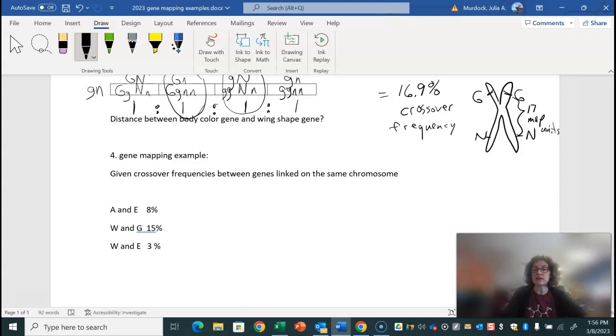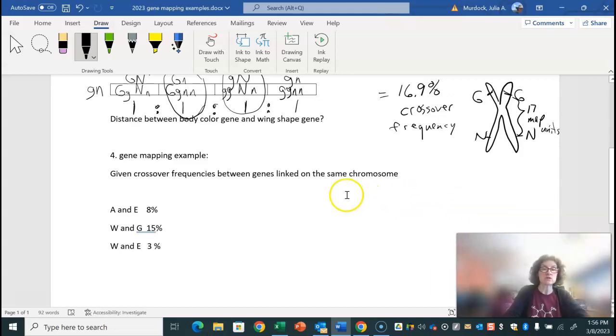The other thing that I'm going to add to this video, which is also really useful, is there's kind of like a fun sort of puzzle that they'll sometimes give you. Sometimes they won't give you offspring data. Instead, they'll do something like this. Number 4 is a gene mapping example. So they might give you crossover frequencies between pairs of genes. So not just 2 different genes, but maybe 4 or 5 different genes, and they'll maybe give them letters like A, B, C, D, E, or something like that.